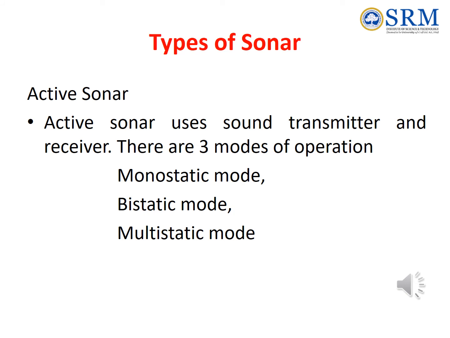Types of sonar. The major types are active and passive sonar. Active sonar uses a sound transmitter and receiver, and the modes of operation are monostatic mode, bistatic mode and multistatic mode. Monostatic mode is when the transmitter and receiver are at the same place. Bistatic mode is when the transmitter and receiver are separated by some distance. Multistatic mode is when multiple transmitters or receivers are used, spatially separated.